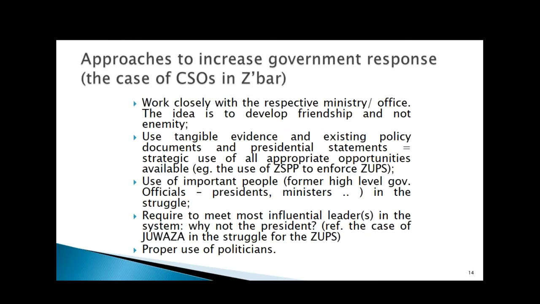Then again, use important people if you have them, like former ministers. In our case, they used former ministers who had access to the president and other influential leaders to inform them, and then they put some influence on how the government can react and respond to older people's needs. Meeting influential leaders like the president himself is also important, but it requires proper use of politicians. If you use politicians properly, they can help you.